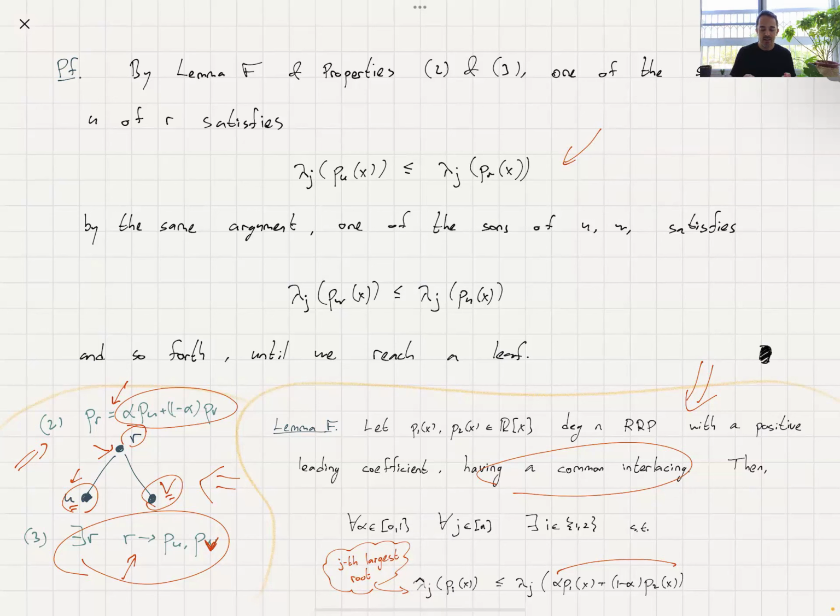By the same argument, if you look now at u and you look at its two sons, then again PU is a convex combination of the polynomials of its two sons, which have a common interlacing, and so this means that one of its two sons has a bound on lambda j which is better than the bound that we have on lambda j of u, which in turn is better than the bound that we have on lambda j of PR. And you can go all the way to the leaves like that. And once you reach a leaf, you know that lambda j of that leaf is smaller or equal than lambda j of the root. So it's essentially a one-liner, but with induction.